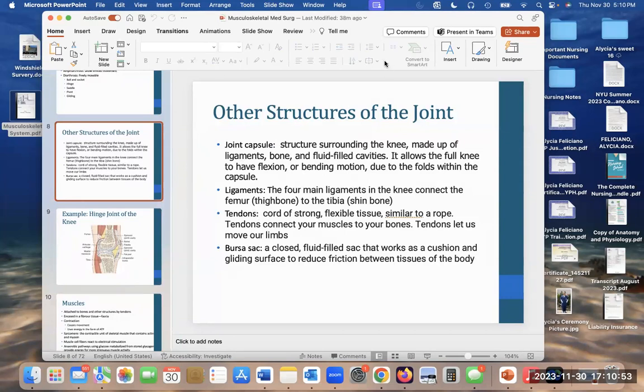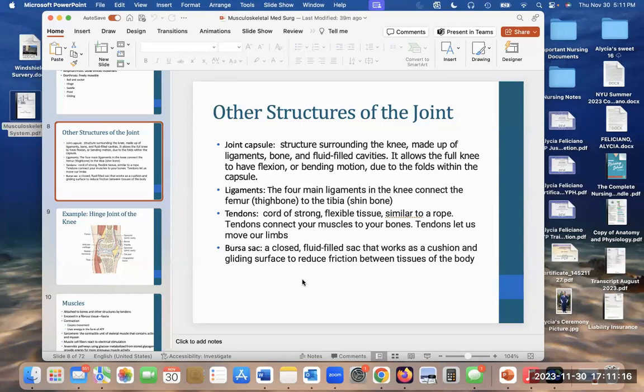And when we're talking about the joint, right, we're talking about, one, a joint capsule, right? So that surrounds the knee, and it basically has fluid and all of these things around it to help it move, okay? Then we have ligaments, which basically means we're connecting bone to bone. Tendons connect muscle to bone.